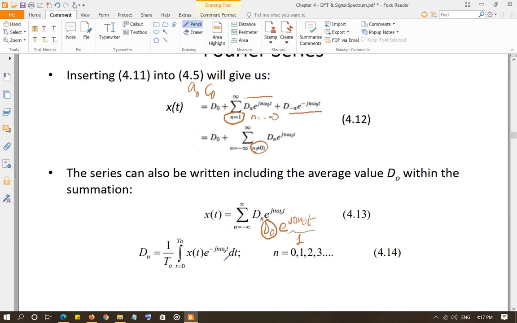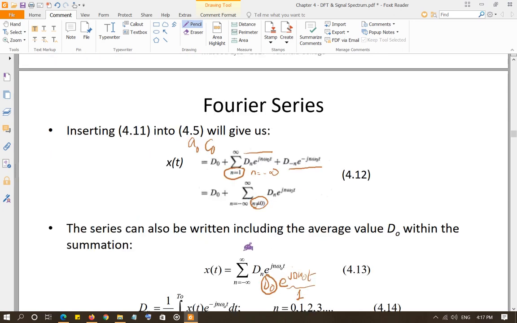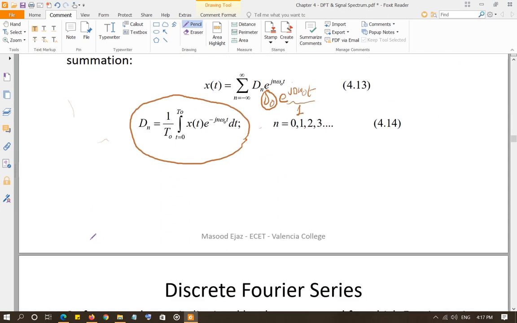dn, of course, are the coefficients of the exponentials, and dn are calculated like we calculated an and cn. dn is calculated through this expression. Okay, and this expression basically is the basis of our discrete Fourier series and discrete Fourier transform. So next we are going to discuss the discrete Fourier series.